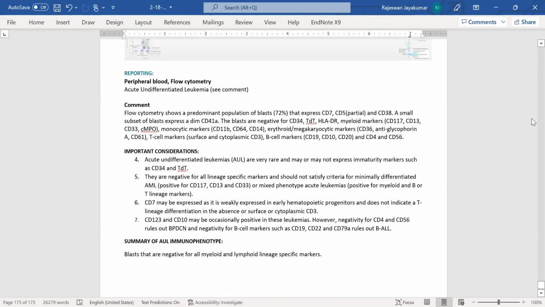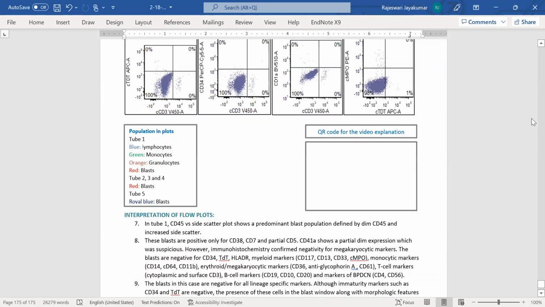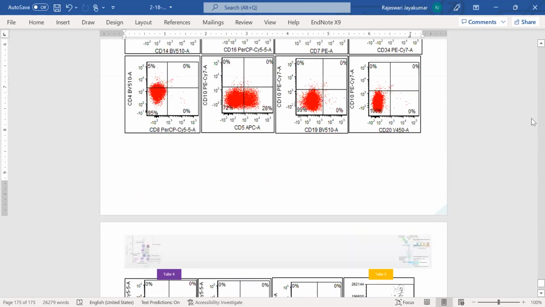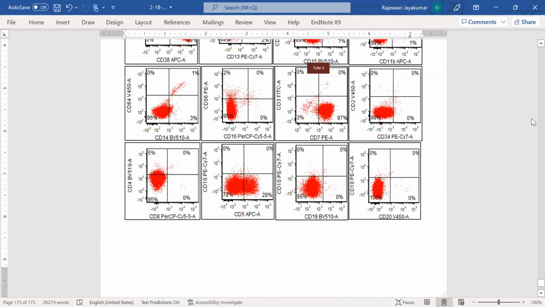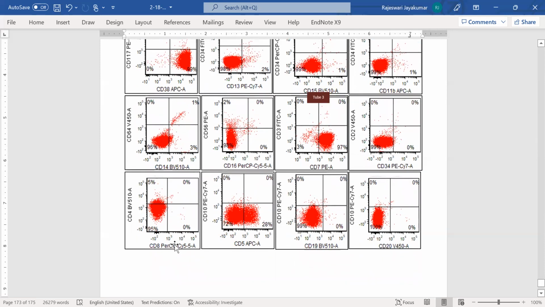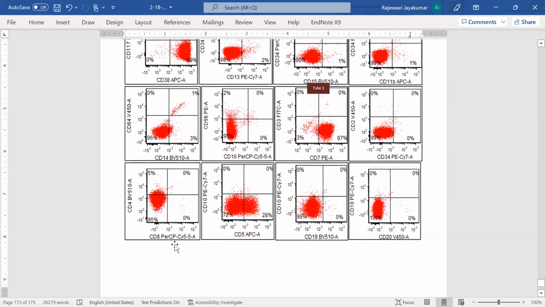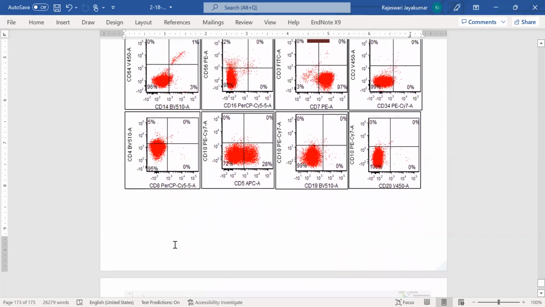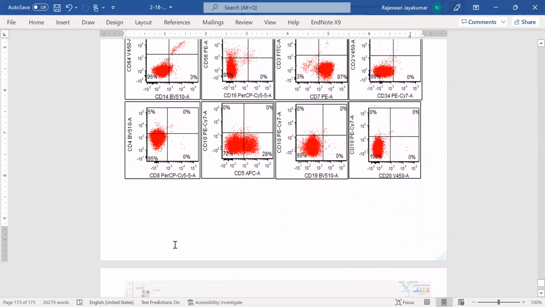Other thing that you have to remember is in cases like this, we also make sure that we rule out BPDCN, which is the blastic plasmacytoid dendritic cell neoplasm. So these express CD123, 56, and 4. So here we can see that our 56 expression is negative and also 4 expression is negative. So we did not perform the CD123 tube to see if it is BPDCN. But if you are suspicious, you can always add on that and make sure you eliminate BPDCN also.